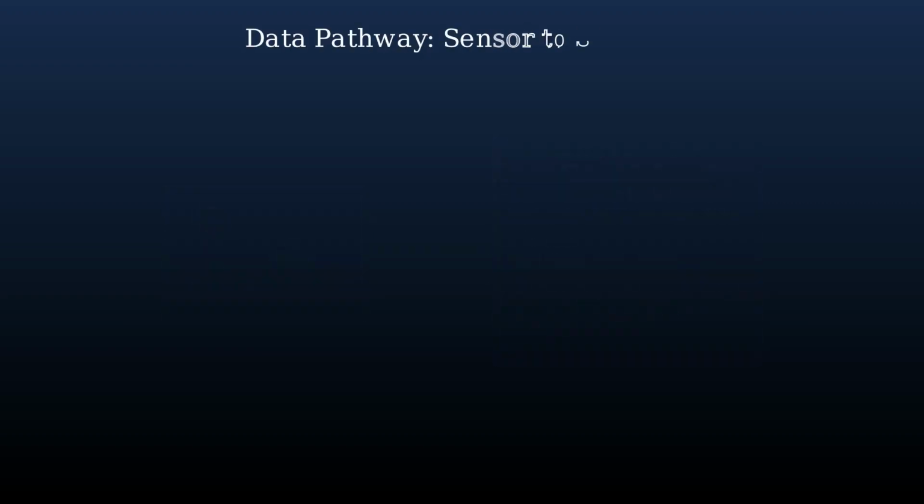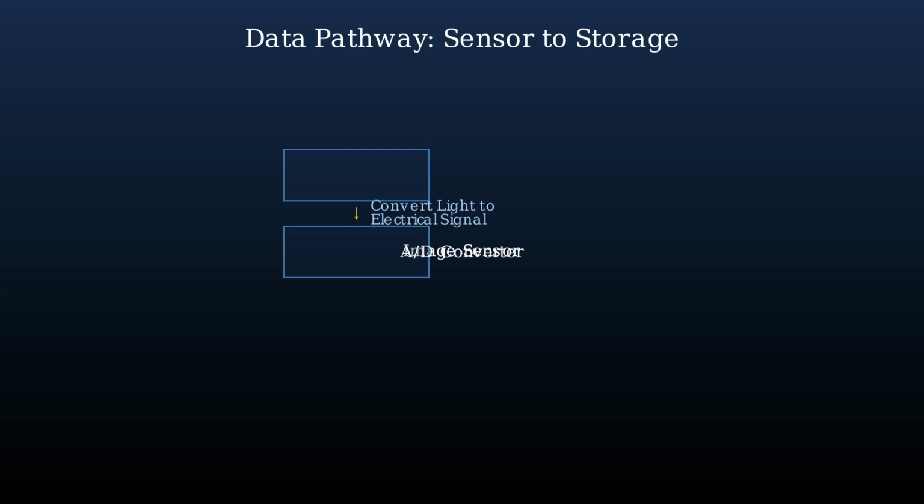Let's examine the complete data pathway from the image sensor to permanent storage. The journey begins at the image sensor, which captures light and converts it to an electrical signal. This analog signal is converted to digital data by the analog to digital converter. Next, the image processor applies algorithms for color correction, noise reduction, and other enhancements.